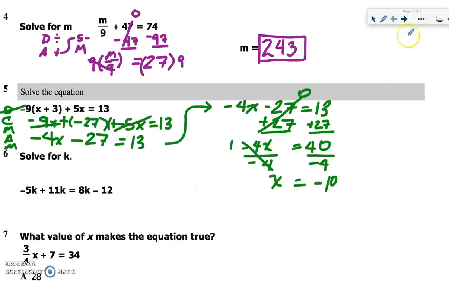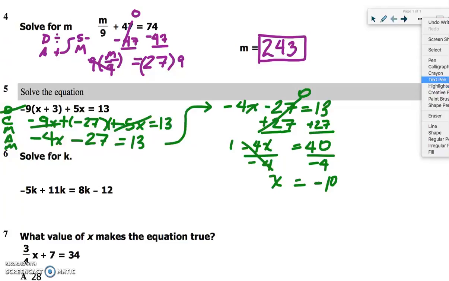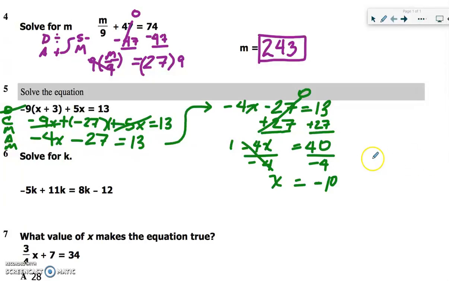Easy enough. We switch colors to go to another problem. Oh, those are cute pens, but we're not doing that right now. Text pen. Don't know what that is. Okay, let's go with some blue here.